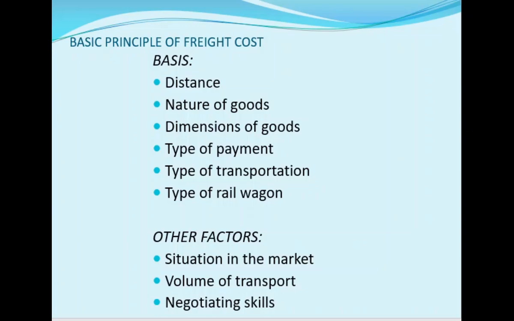So that does it for the basic principles of freight costs. The 6 main bases for determining freight costs are distance, nature of goods, dimensions of goods, type of payment, type of transportation, and type of rail wagon. They all determine it. But besides that, 3 other factors may also come into play, which include the situation in the market, volume of transport, and then negotiating skills of either the shipper or the forwarder.